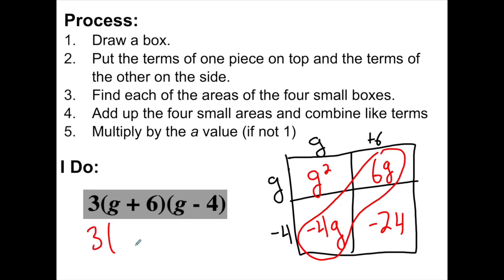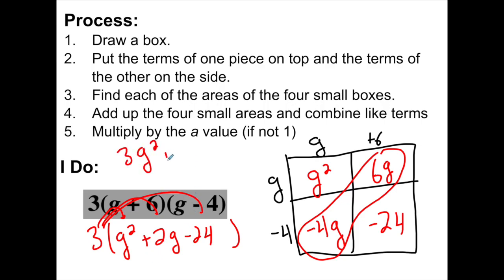So I've got 3 times g squared plus 2g minus 24. And then the last step we actually need to do is to distribute in the 3. So I've got 3g squared plus 6g minus 72. All right, so again, please make sure you understood what I did here. If you need to go back and rewind, please feel free to do so. And then in a moment, I will move on to another problem.